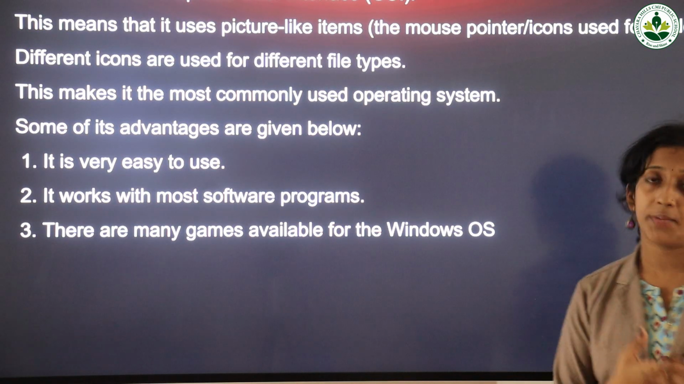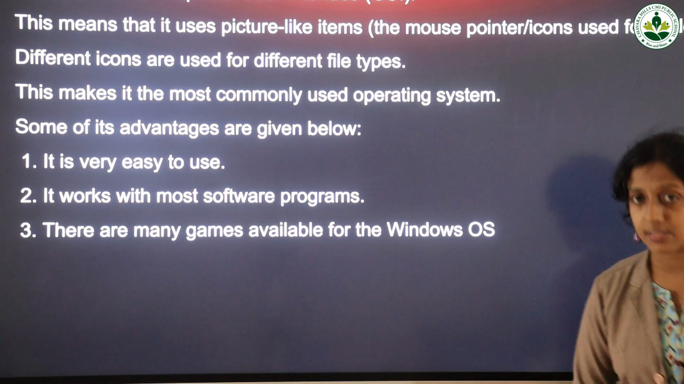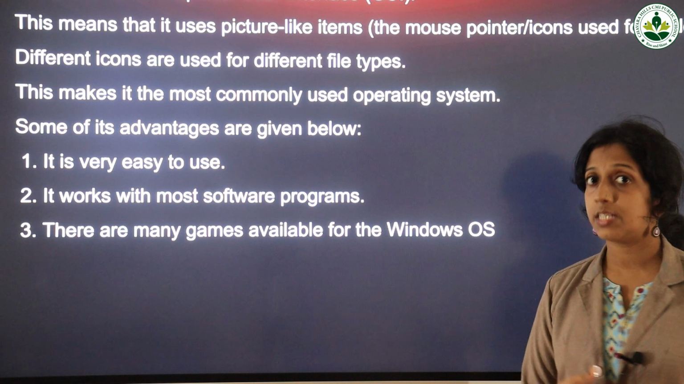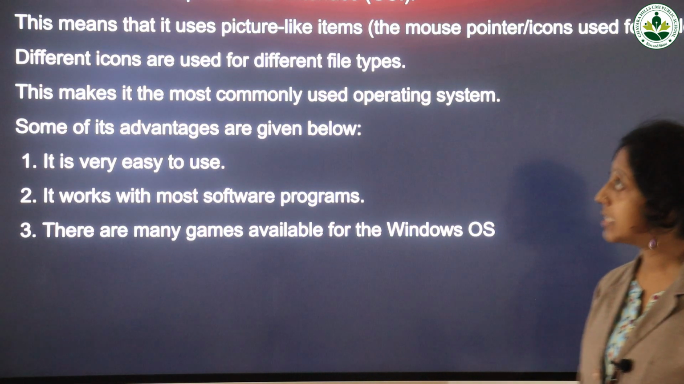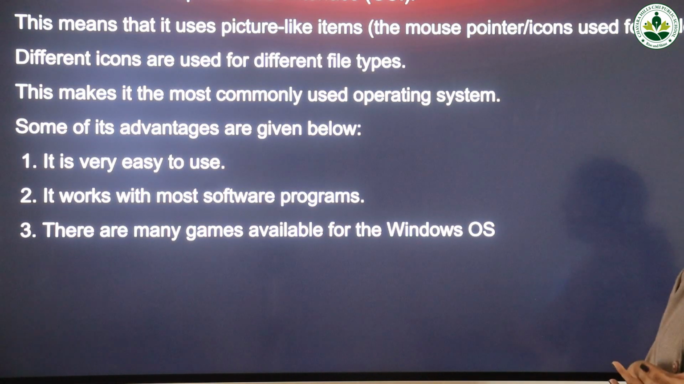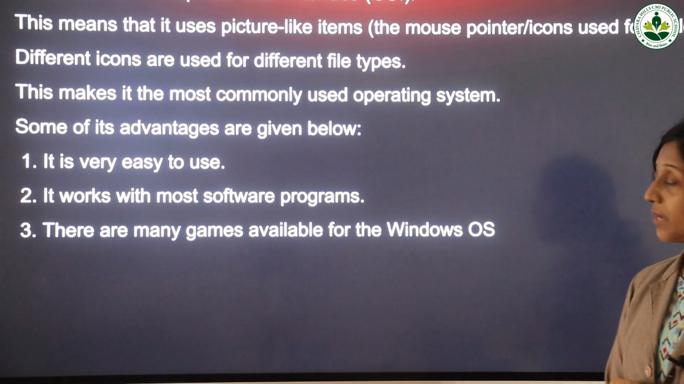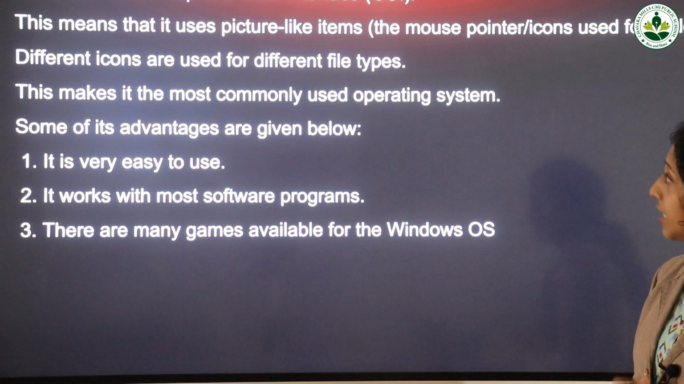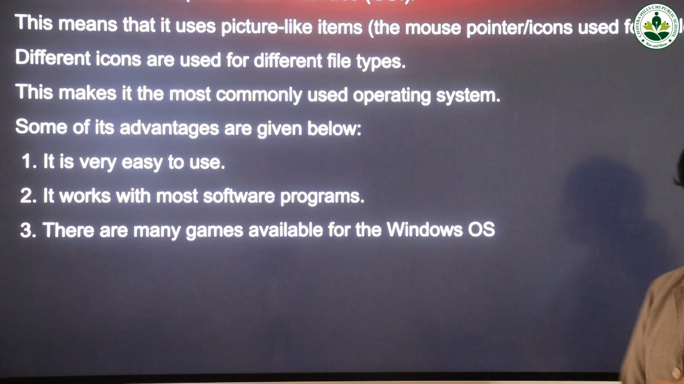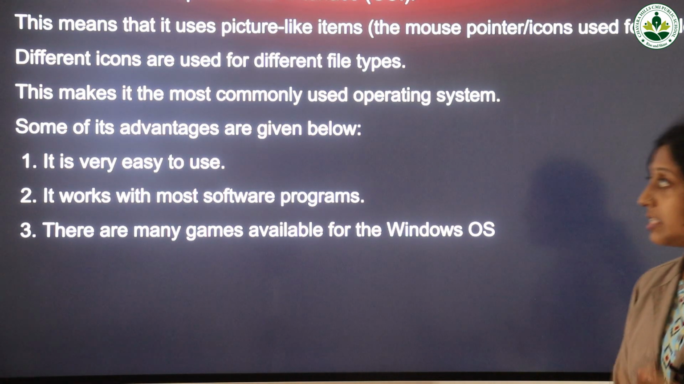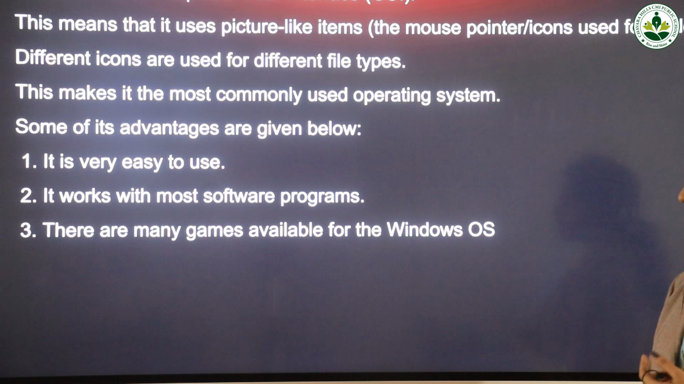And we have learned about Windows. Windows is an operating system, and the speciality of a Windows operating system is that it has a graphical user interface. That means it uses pictures like items. Different icons are used for different file types. This makes it the most commonly used operating system.